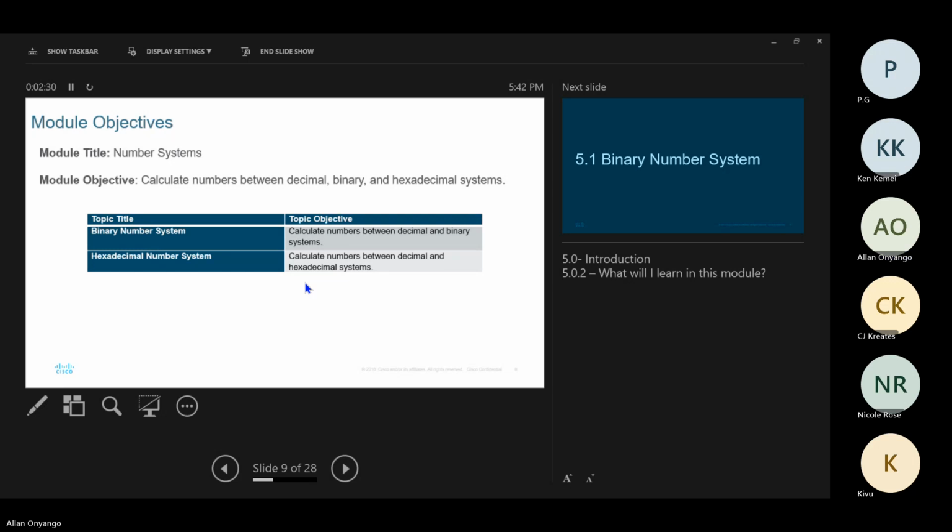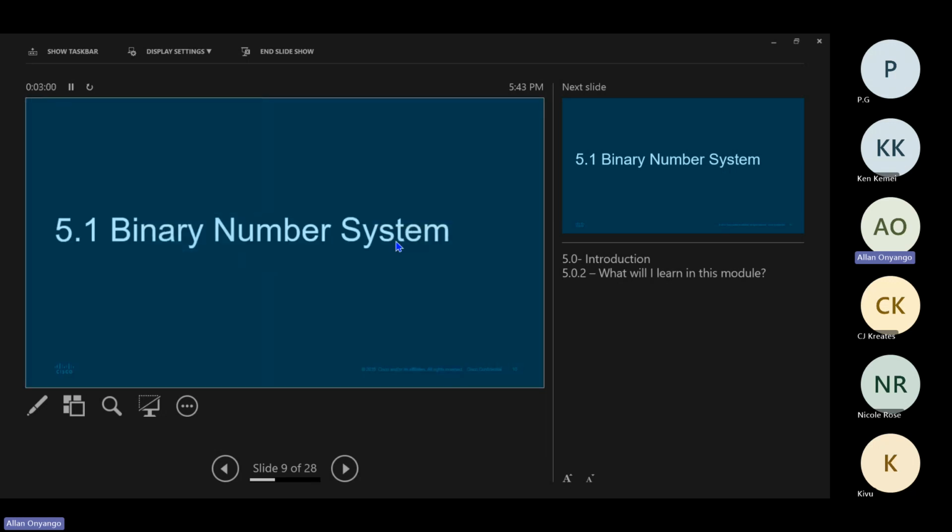We will start by calculating the numbers between decimals and binary systems, and binary back to decimal. We will also calculate the numbers between decimal and hexadecimal, back to decimal. So there is a lot of doing here, and I think it's important that you just get to participate. So we are going to get started.